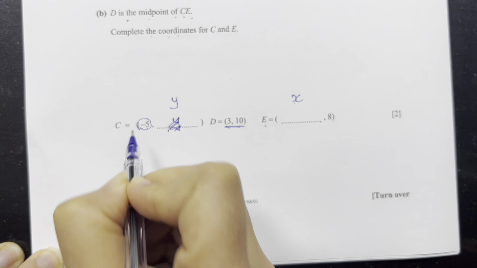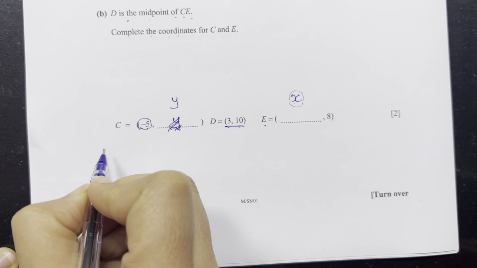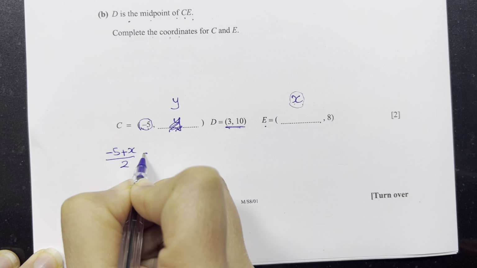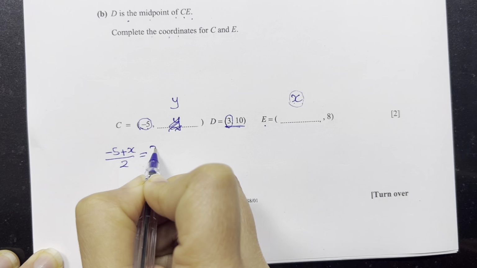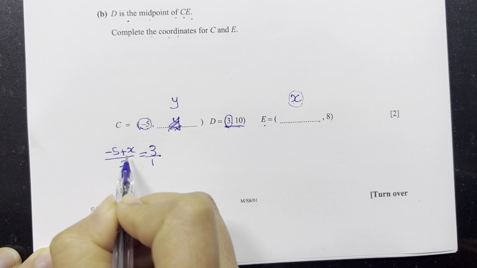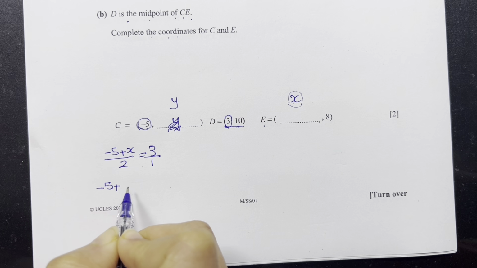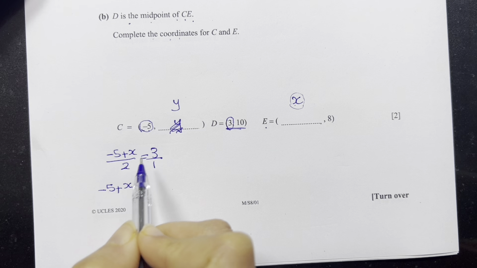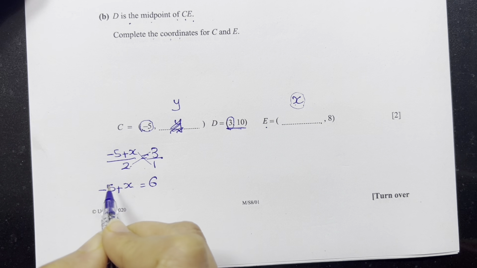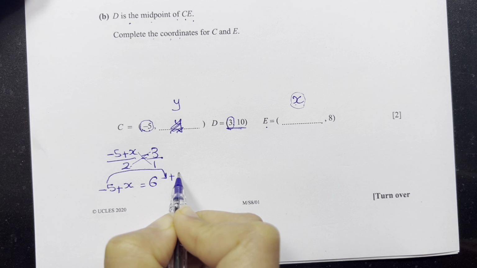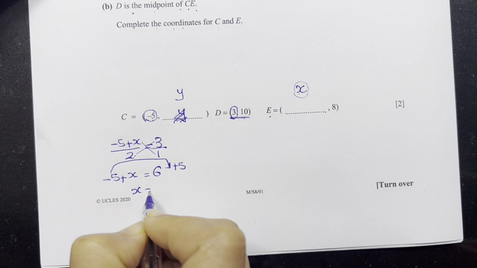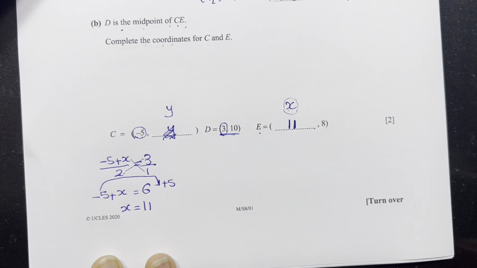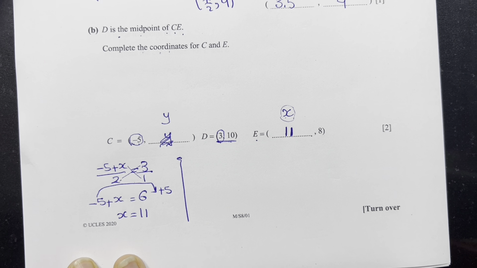So here for this x and x, -5 plus x divided by 2 should give me the midpoint, which is 3. So here we can do crisscross, -5 plus x multiplied by 1 equal 2 multiplied by 3, 6. Send this to the other side by +5, so x will be equal 11. So here the answer of this point is what? 11. The same we are going to do for the y coordinate.